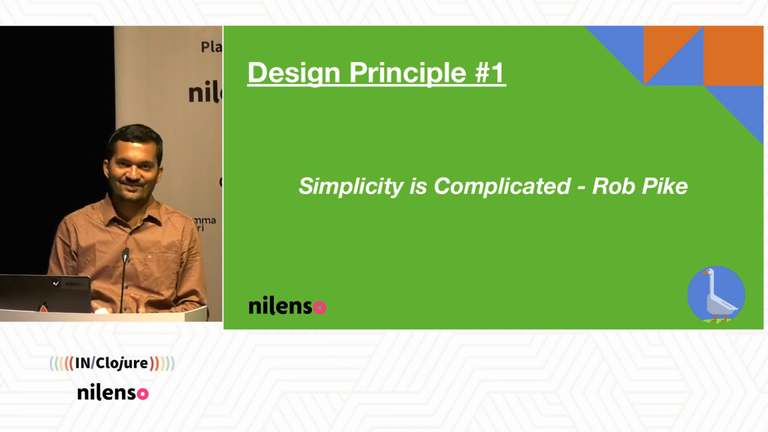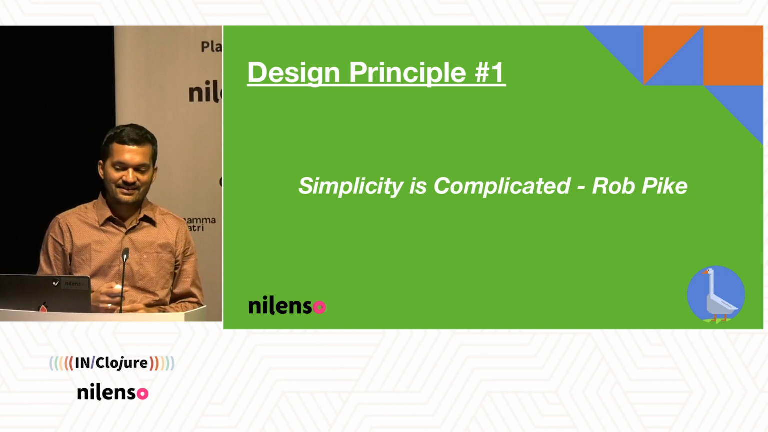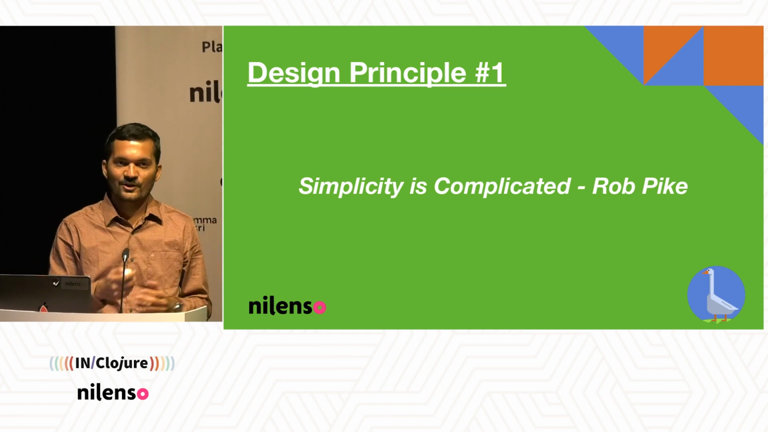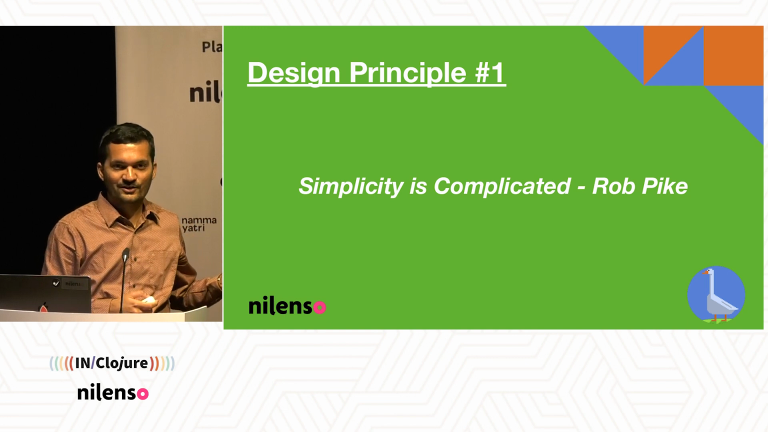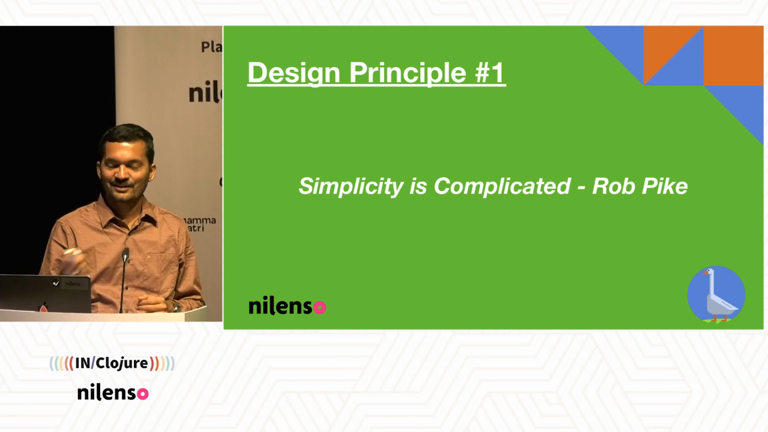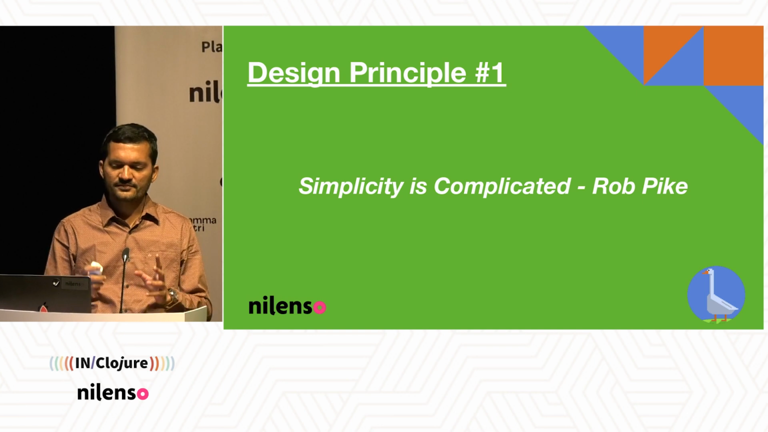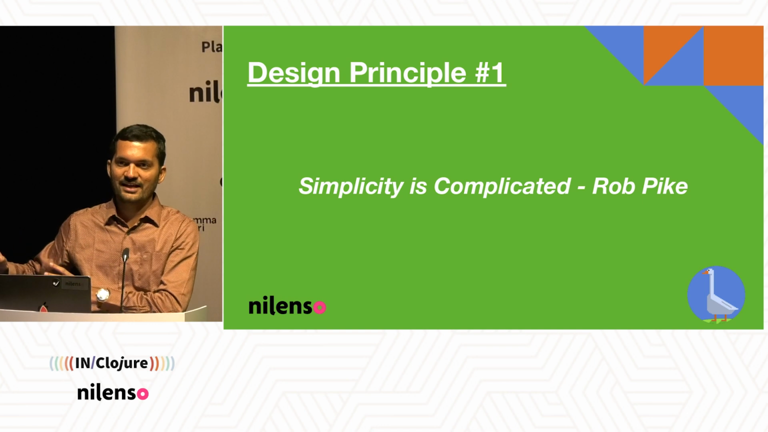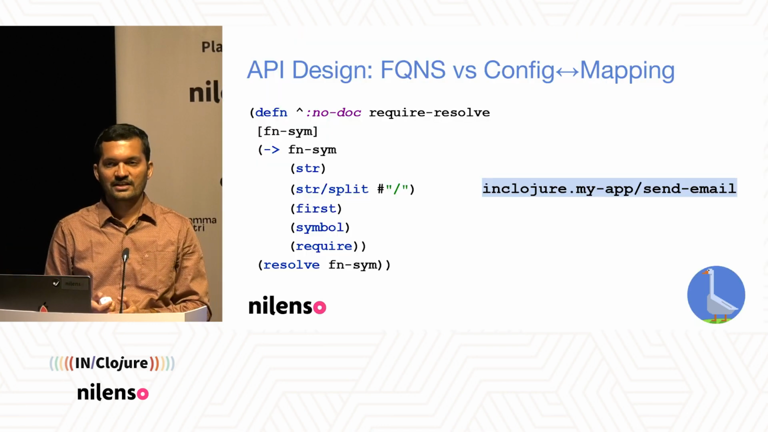So the first design principle that I would like you to take away from this talk is that simplicity is complicated. For those of you who don't know, Rob Pike is like the messiah of Golang, and this is a very famous, popular talk of his, Simplicity is Complicated. If you have not watched it, I urge you to watch it. In this talk, what he said is that if something is simple, there is a very complicated, complex thing in the background which is powering it. And we did a similar thing in Goose as well.